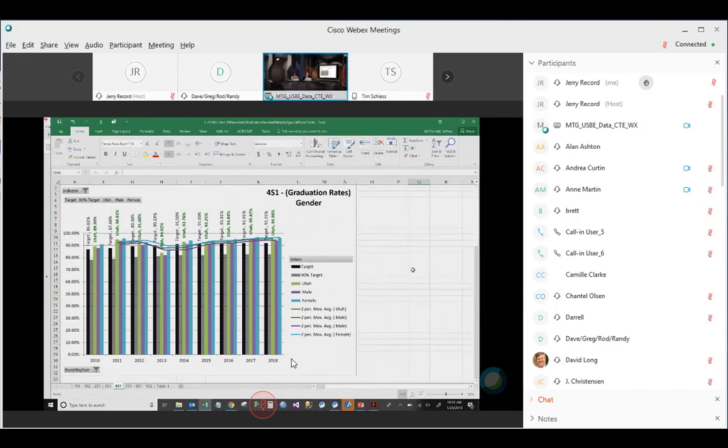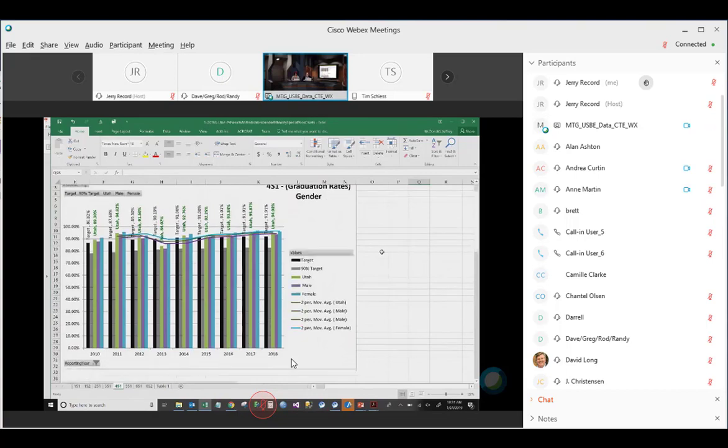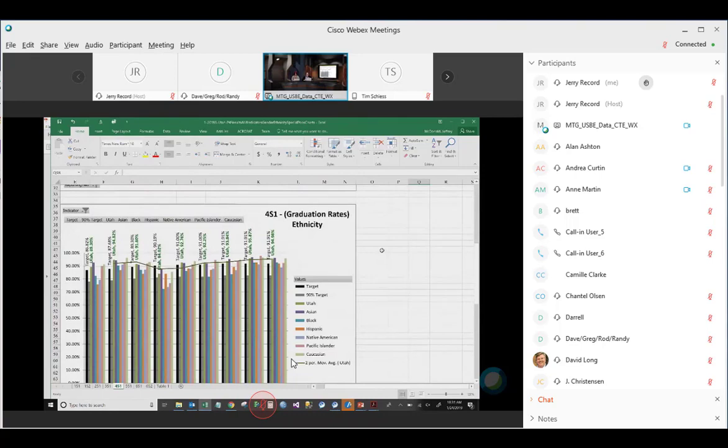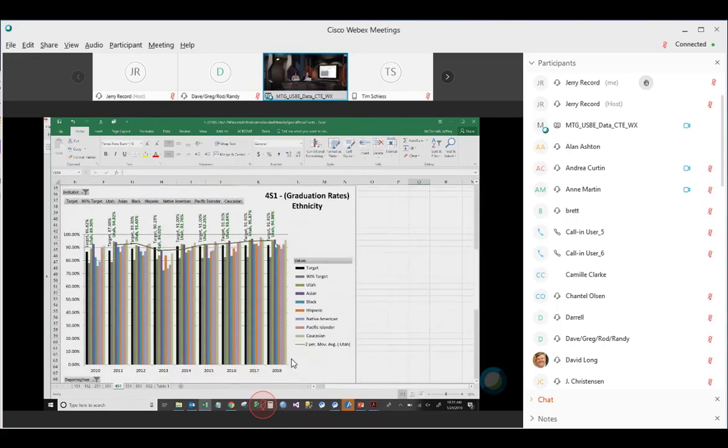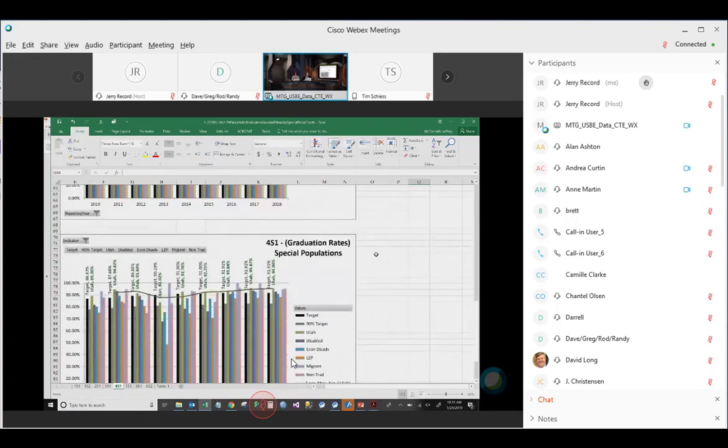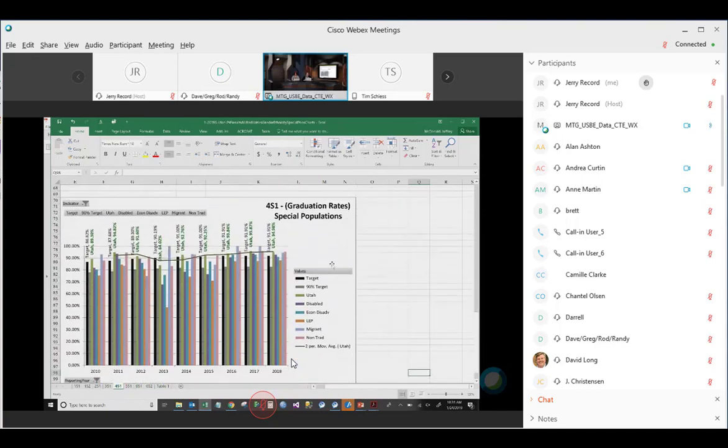Graduation rates. We dipped a little bit in 2013, but we've slowly been climbing back up on this, and we did slightly worse than last year, but not much, and we still met the target. Graduation rates for ethnicity. They still have some achievement gaps in some of the same groups as in other indicators. Special populations, kind of the same thing.